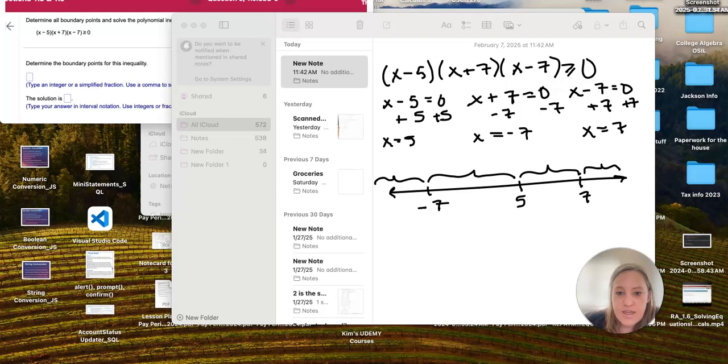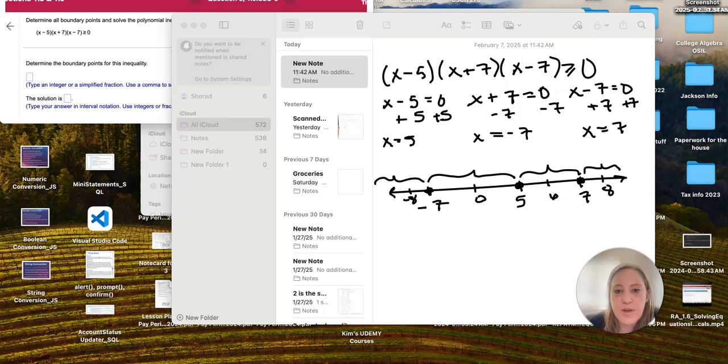So in this case, I'm going to do negative 8. I'll do a 0 here. I'll do 6 here, and I'll do 8 here. Oh, and the other thing too that you want to pay attention to is this greater than or equal to sign. So that tells us that these boundary points will actually be included, and so they'll be represented with a filled-in circle, which in our final solution we will use brackets to represent. So that's something to note here too.